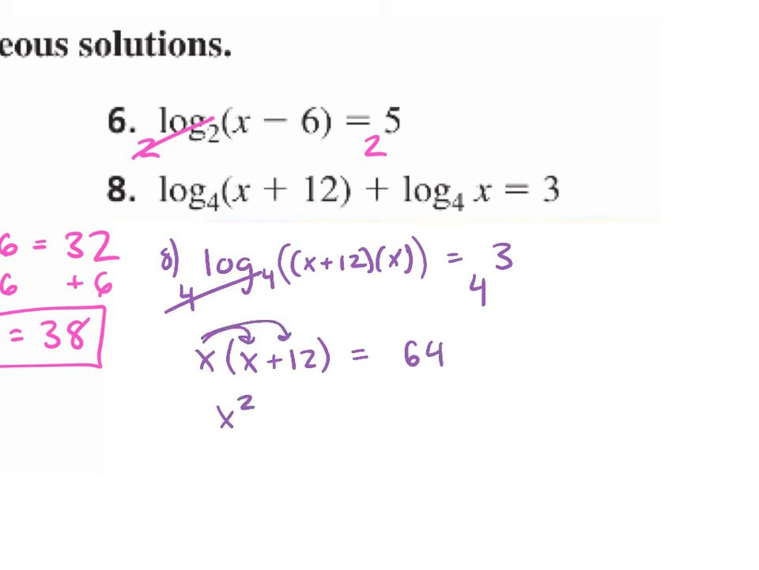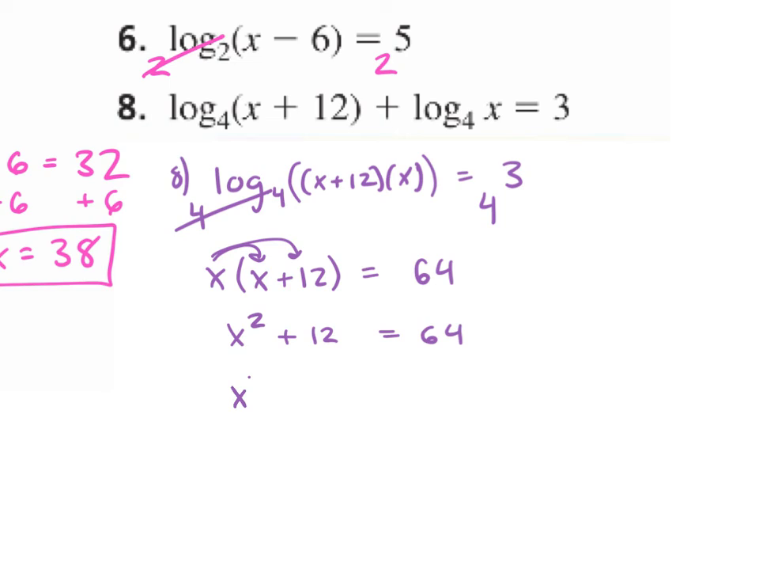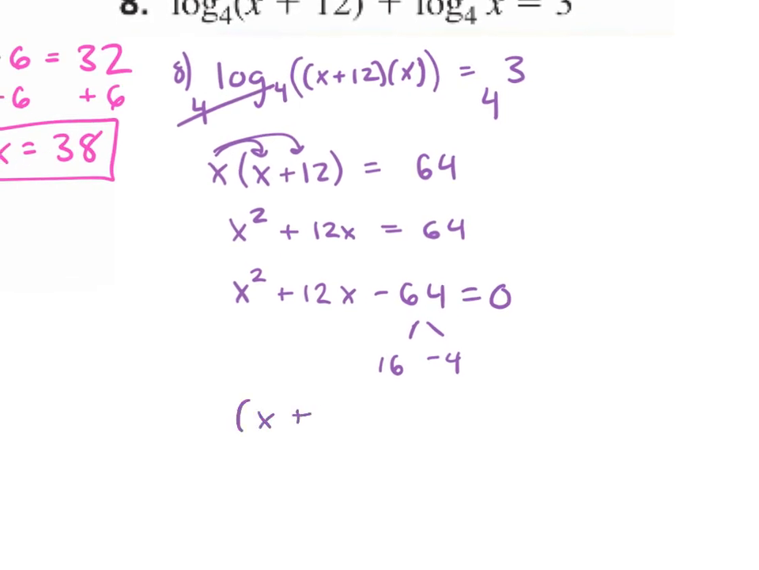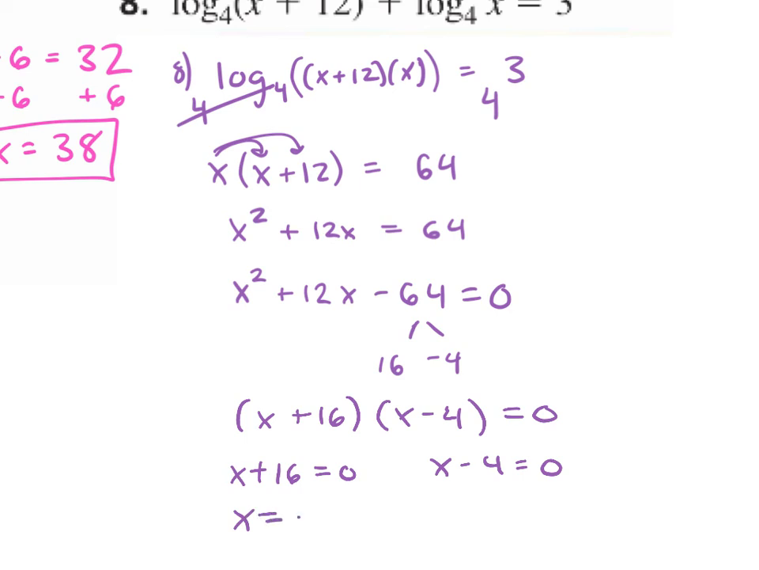Oh my gosh, you're going so fast. x squared plus 12x is equal to 64. Subtract 64. x plus 16, x minus 4. So you said 16 and negative 4. So we have x plus 16, x minus 4. x plus 16 is equal to 0, x minus 4 is equal to 0, x is equal to negative 16, and x is equal to positive 4. Good job.